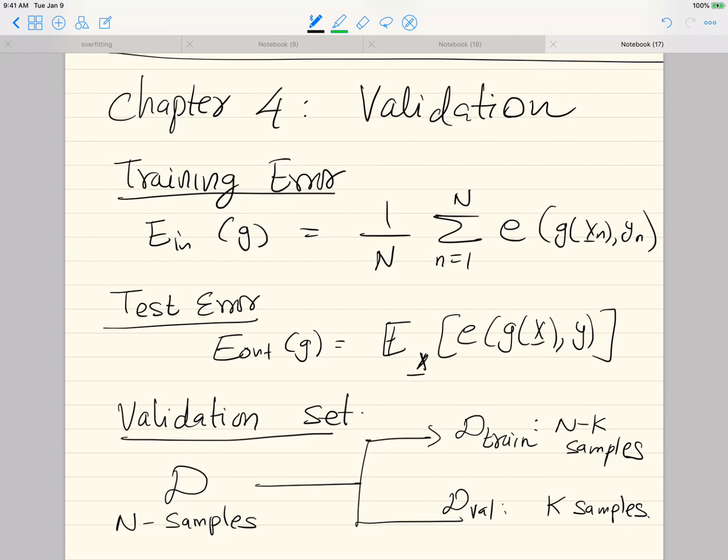You only use this part for training. So you do not use all of your data for training, and you get an output candidate model. When you use that model, evaluate the performance on the validation set, and the error you get is an estimate for your test error.